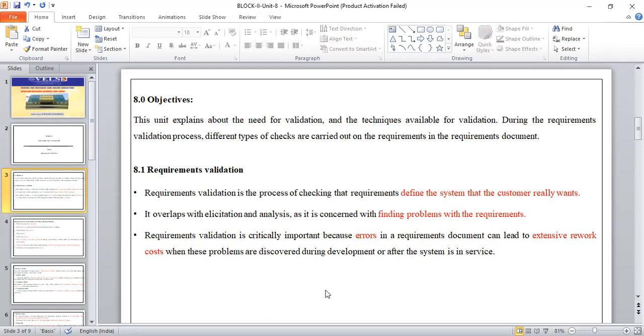And third, requirements validation is critically important. Why? Because errors in the requirements document can lead to extensive rework cost. When will this occur? When these problems are discovered during development or after the system is in service. On the development side, it will be rework for them, and extensive cost is also applicable. Therefore, to avoid those, we should do requirements validation. It is also important.